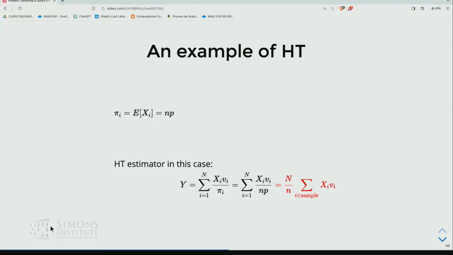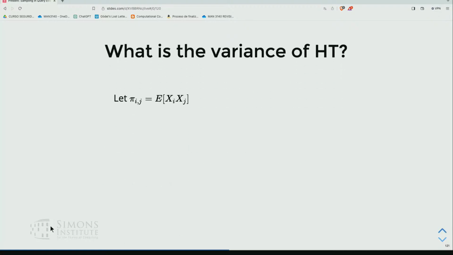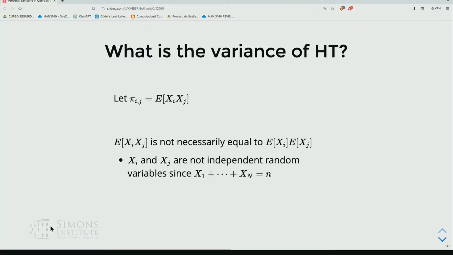Okay, so it's a very simple idea, actually. Probably at this point you are thinking why this is used so often. And one of the reasons is the following. Consider the variance of this estimator. To consider the variance, you are going to need the expected value of x sub I times x sub j, and call this p sub ij. One thing is that this value is not necessarily equal to the expected value of x sub I times the expected value of x sub j, and the reason is that these random variables are not independent. You know that x1 plus up to x sub n is equal to this little n, because you are computing n samples.